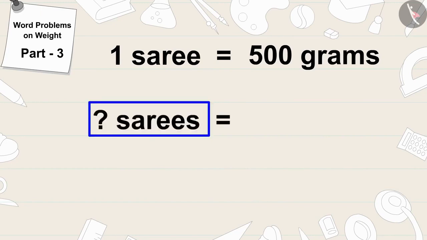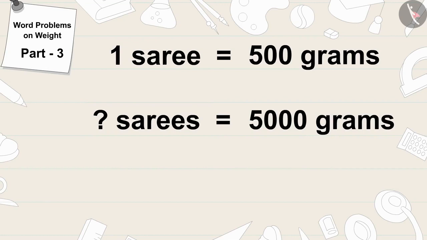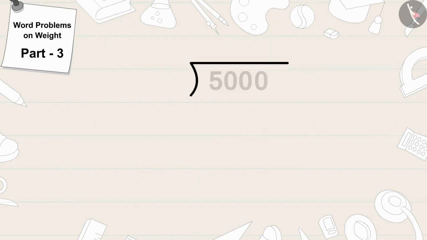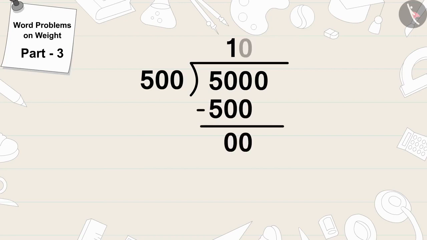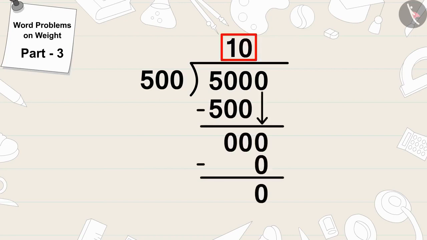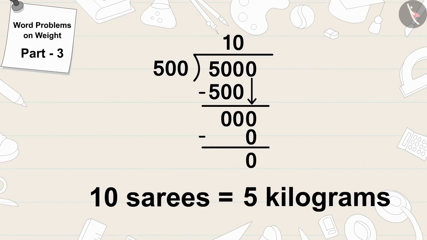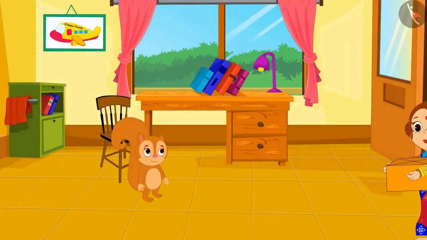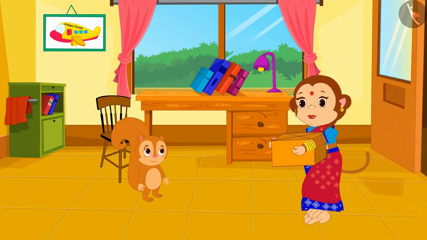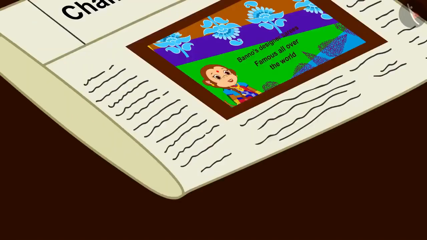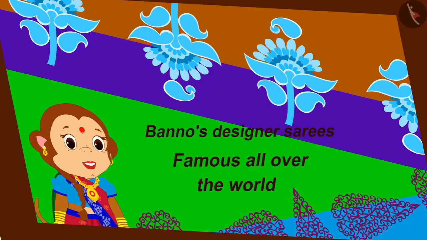So, to find out how many saris will be in 5000 grams, we will divide 5000 by 500. 5000 divided by 500 is 10. In this way, Banno will be able to send 10 saris in a 5 kilograms parcel. Banno put 10 saris in a box and sent them overseas through Chappu Travels. Banno's saris became very famous even abroad.